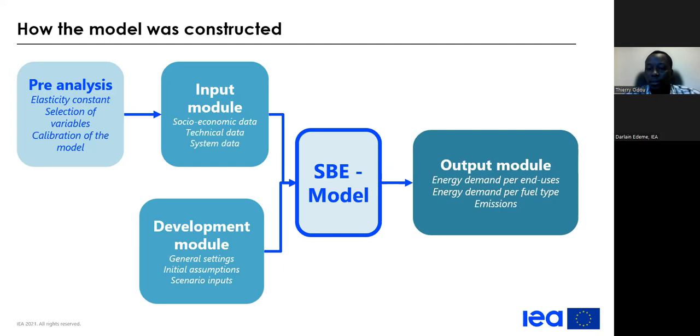And at the end, on the right-hand side, the model can generate an estimate of the energy consumption per end use, such as cooking, lighting, and other processes, and also per fuel type: charcoal, firewood, and agricultural residues. It also provides some estimate of the emissions related to the use of these different fuels.